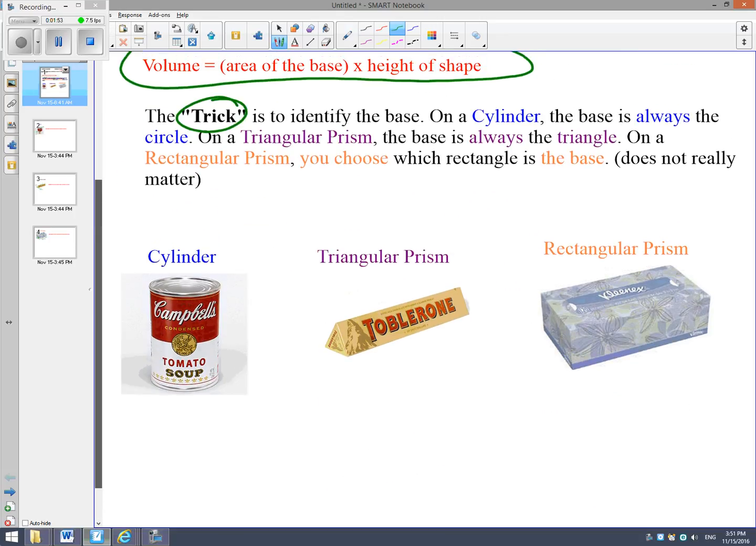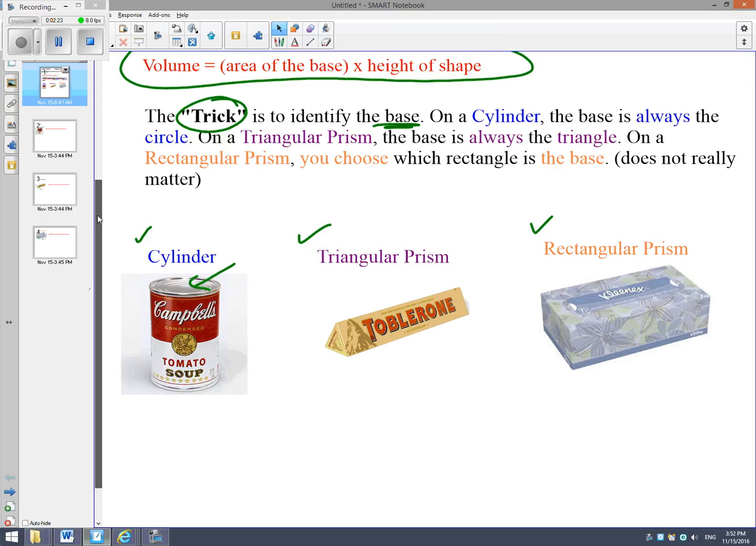The trick is that you've got to know what the base is. In each of these shapes, the cylinder, the triangular prism, the rectangular prism, there's a whole bunch of shapes on there, but only one is truly considered the base on each of them. So on a cylinder, the base is always a circle. Now, you can use this circle here, you can use this circle here on the bottom, but there's only two. It's the circle on a cylinder.